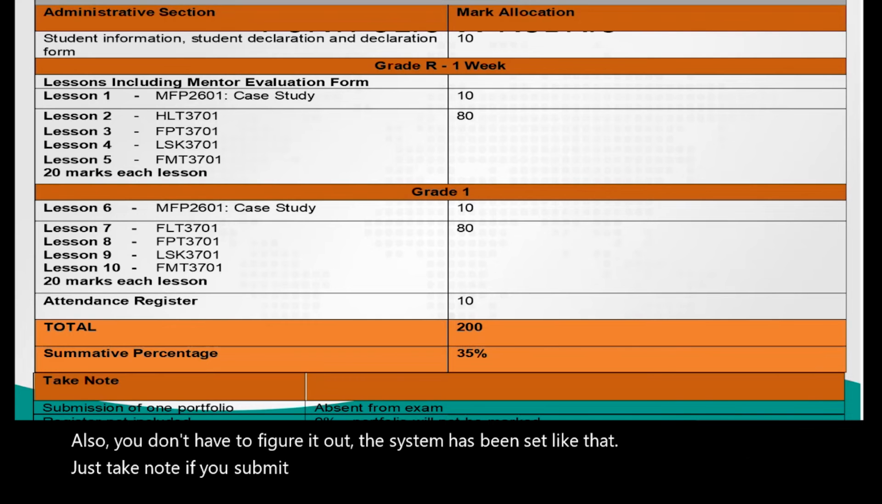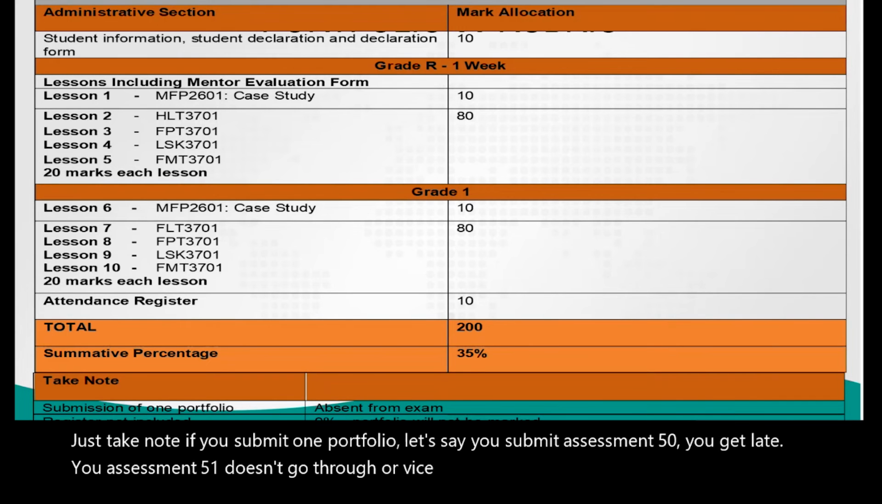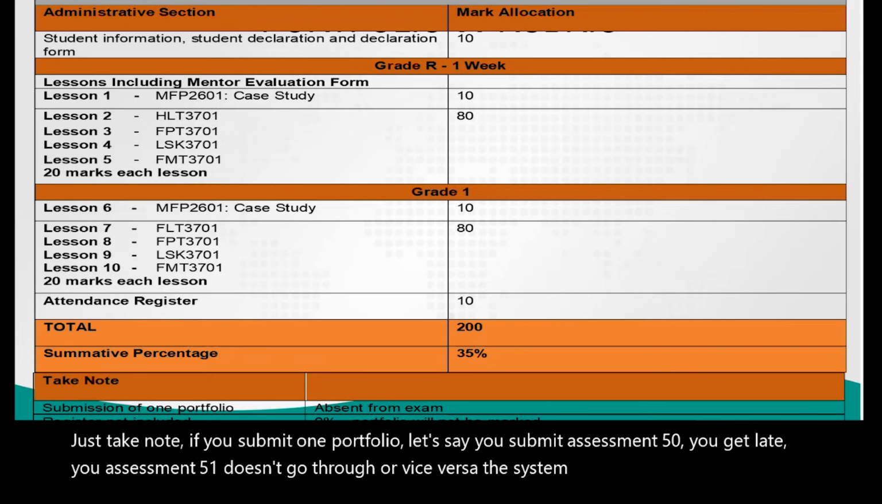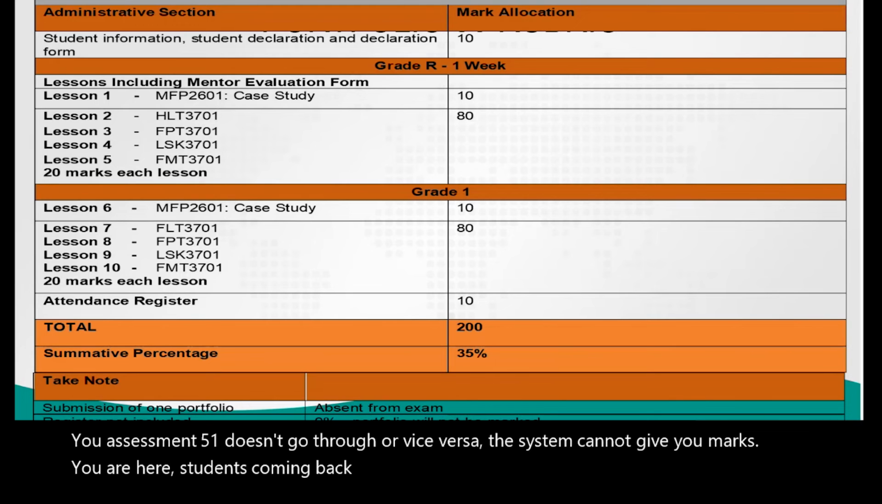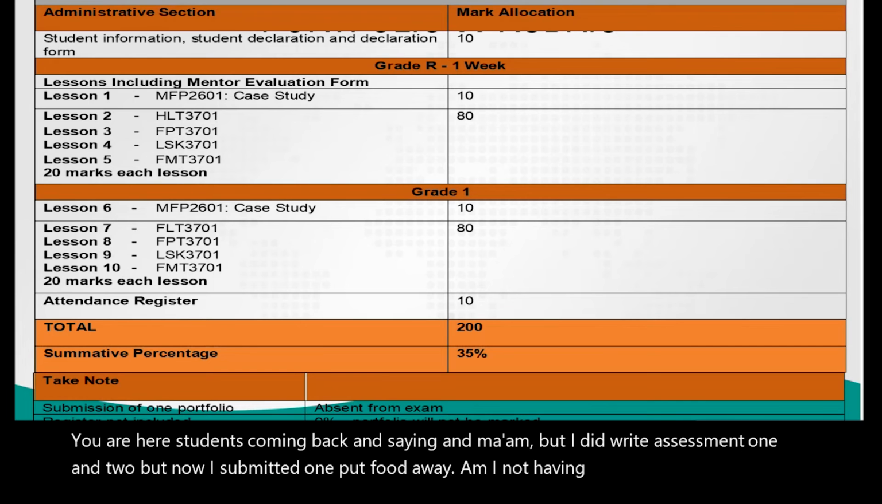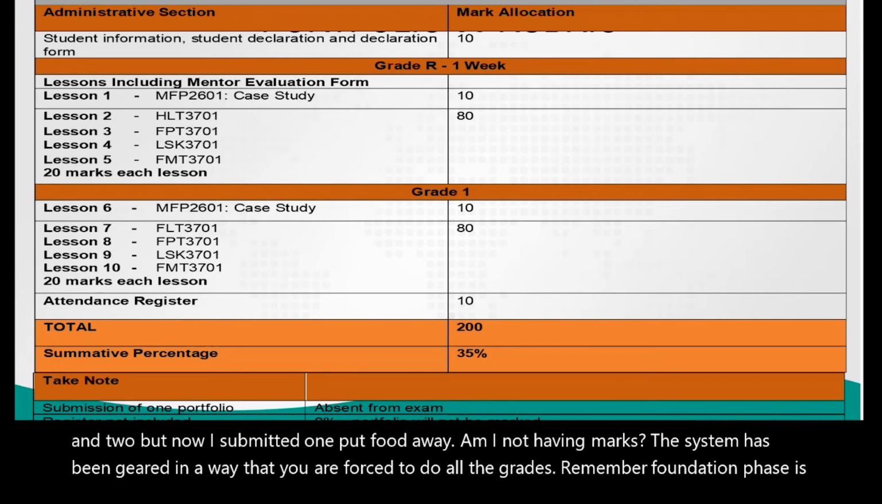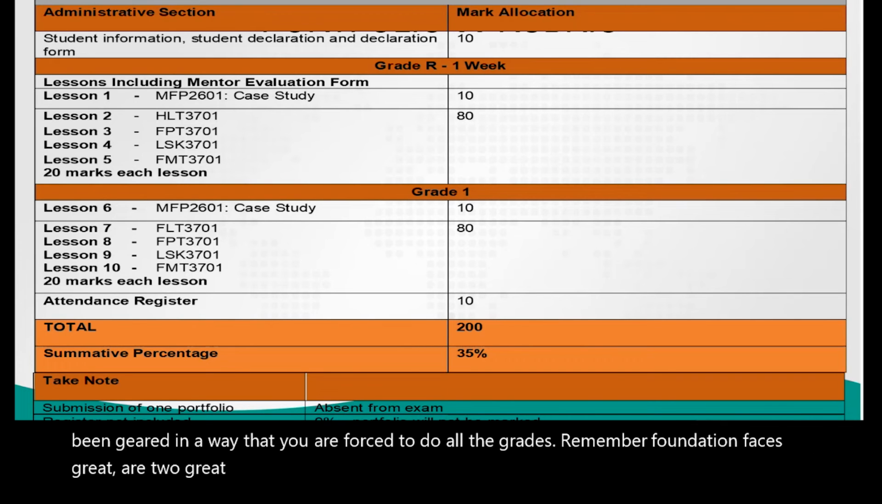Just take note, if you submit one portfolio, let's say you submit assessment 50, and you get late, your assessment 51 doesn't go through, or vice versa. The system cannot give you marks. I hear students coming back and saying, ma'am, but I did write assessment 1 and 2, but now I submitted one portfolio. Why am I not having marks? The system has been geared in a way that you are forced to do all the grades. Remember, foundation phase is grade R to grade 3.